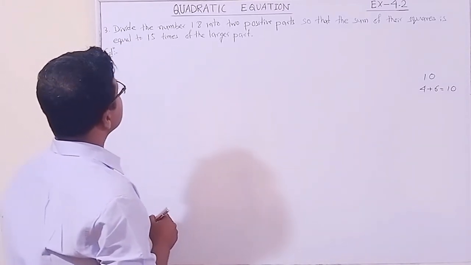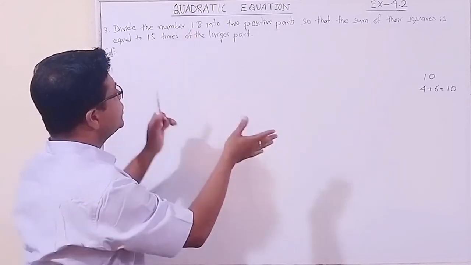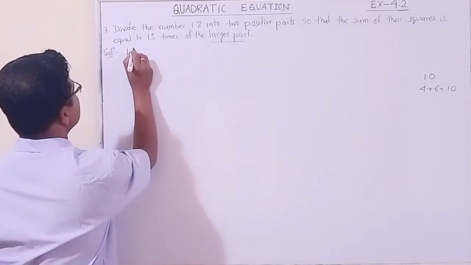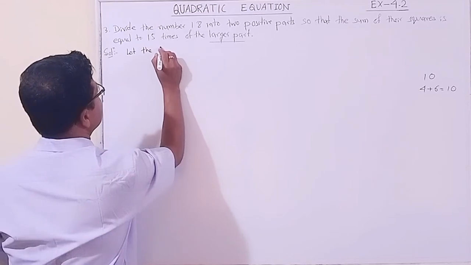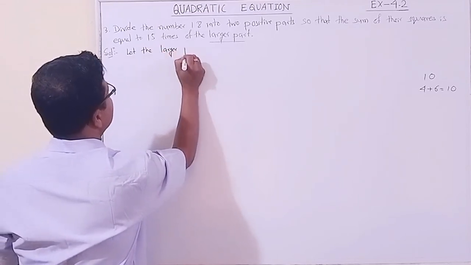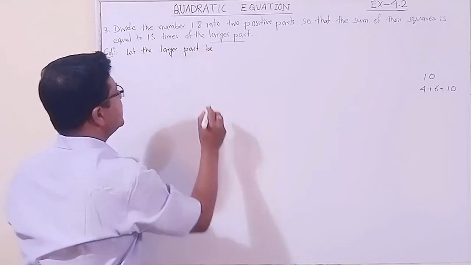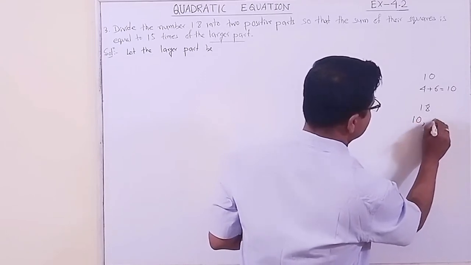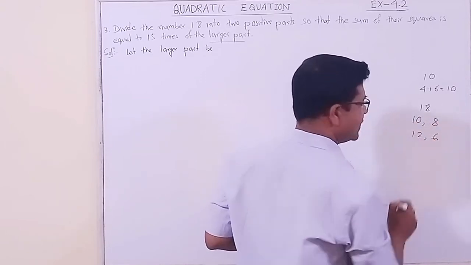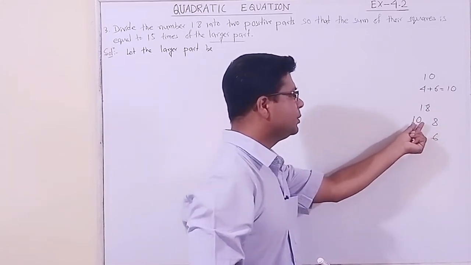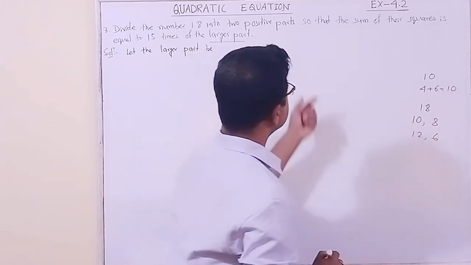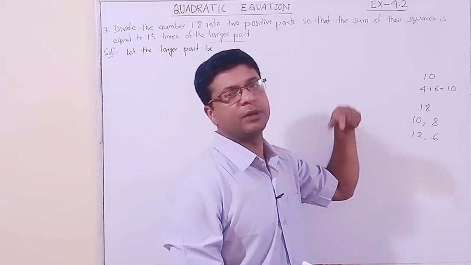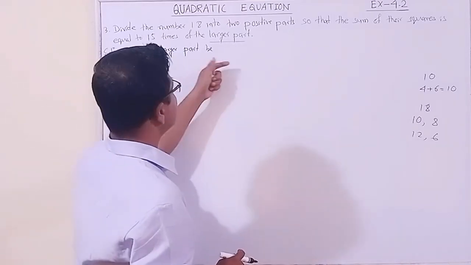So here also we have to make this 18 into 2 parts. One word is there, larger part. Suppose we divide 18, one is 10, next is 8. One is 12, next is 6. Like this their sum is 18. One will be the larger part and another will be the smaller part. It is not said that 18 is 9 plus 9, but that one part is larger and one part is smaller. That's why we are talking about the larger and the smaller part.